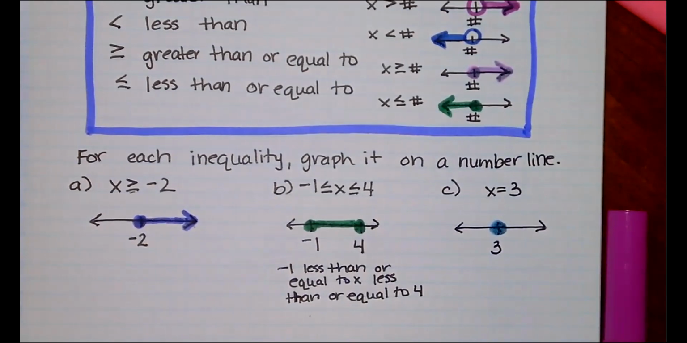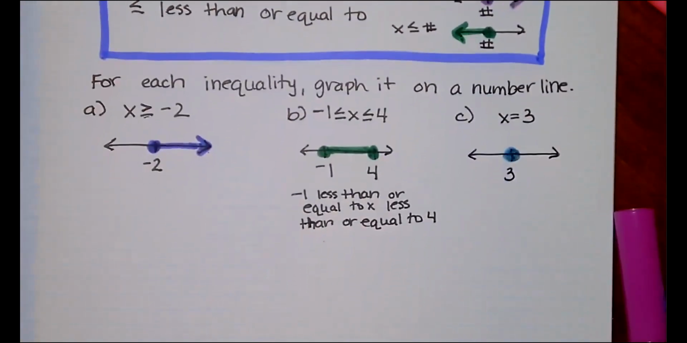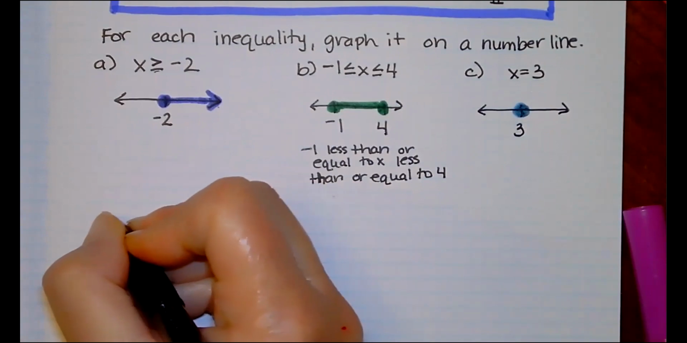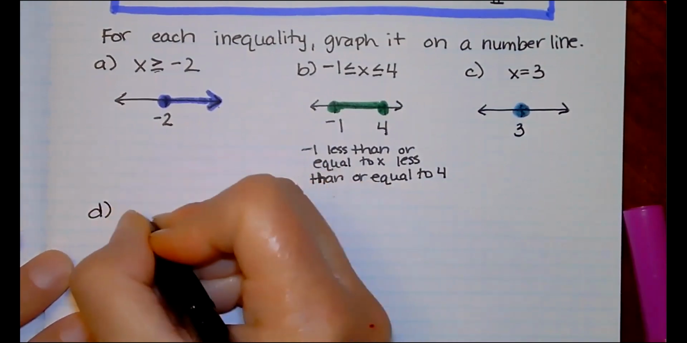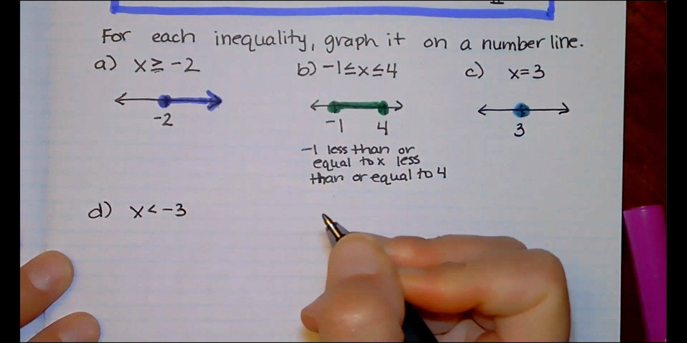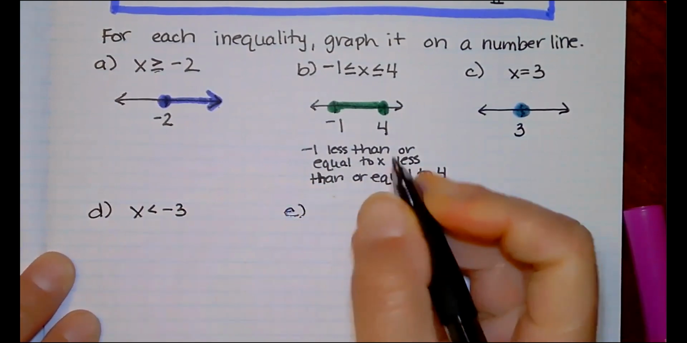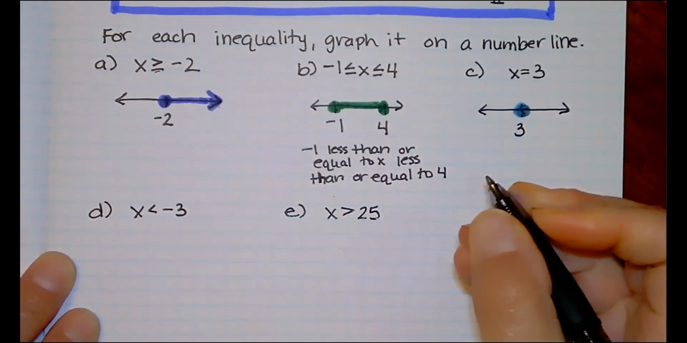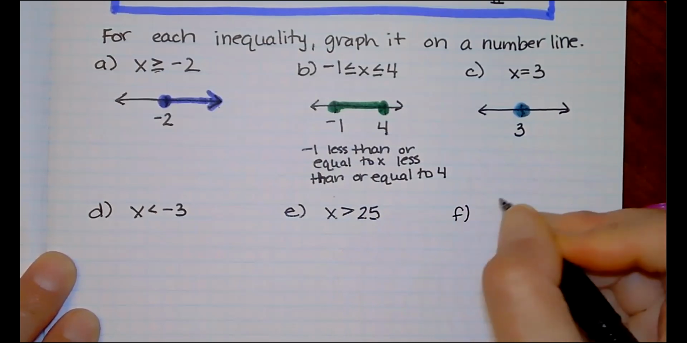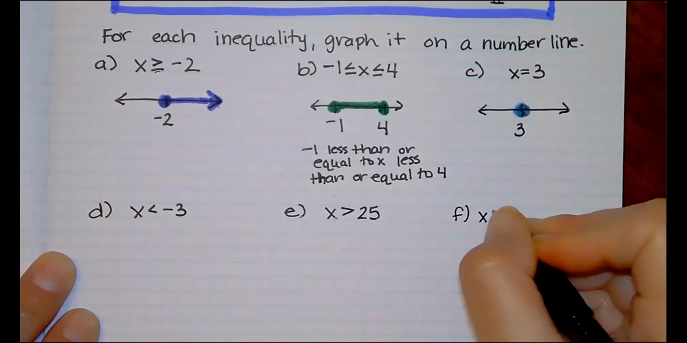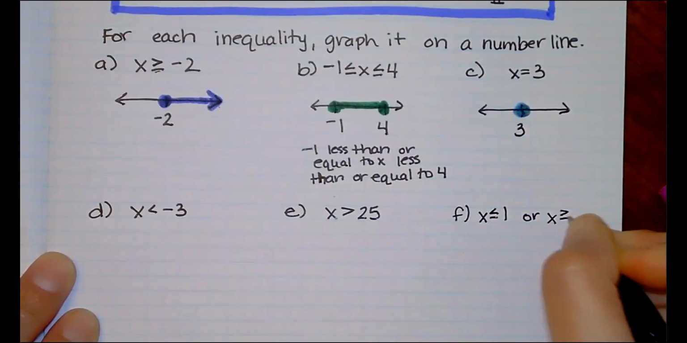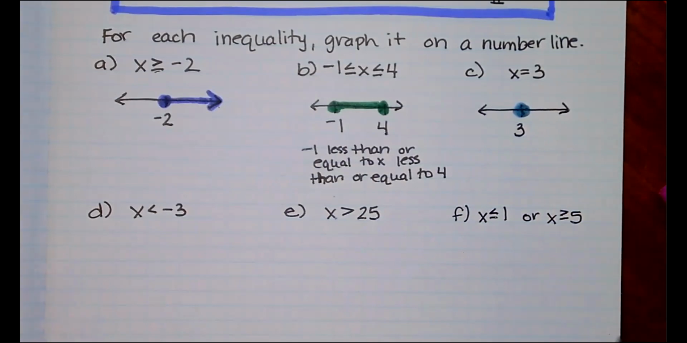So now let's try D, E, and F. D is x is less than -3. E is x is greater than 25. F is x is less than or equal to 1, or x is greater than or equal to 5. So let's start off with letter D.